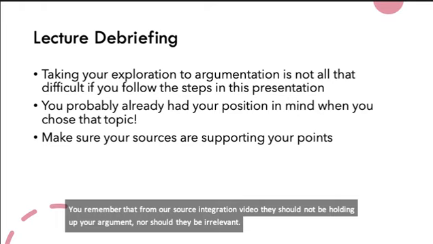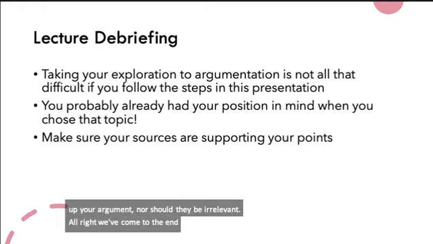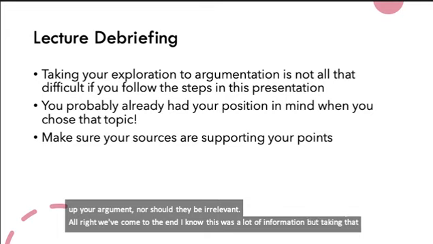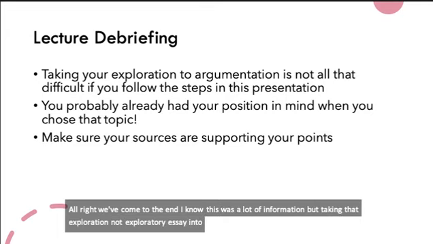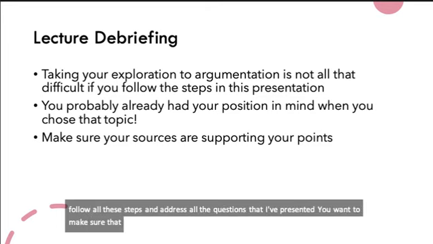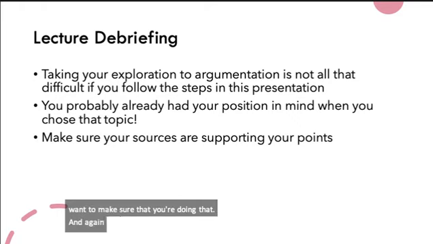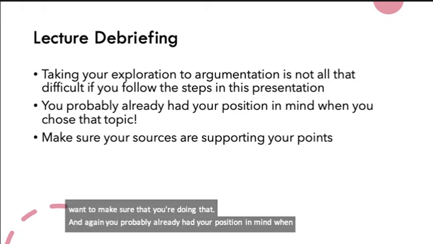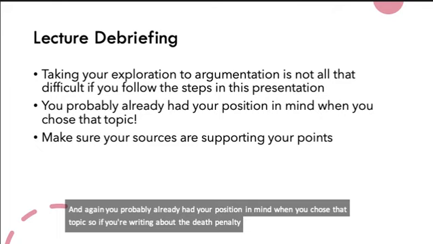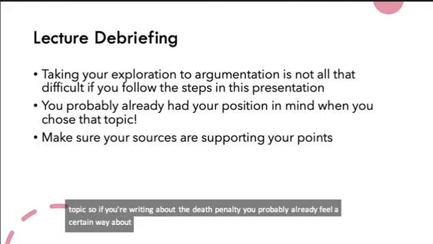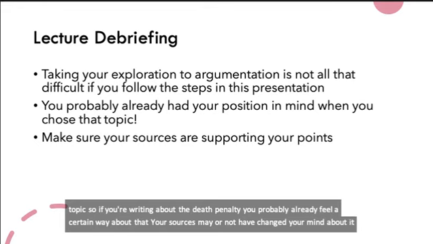All right, we've come to the end. I know this was a lot of information, but taking that exploratory essay into argumentation is not that difficult if you follow all of these steps and address all of the questions that I've presented. You want to make sure that you're doing that. And again, you probably already had your position in mind when you chose that topic. So if you're writing about the death penalty, you probably already feel a certain way about that. Your sources may or may not have changed your mind about it. Probably not, because we're humans and we're stubborn.